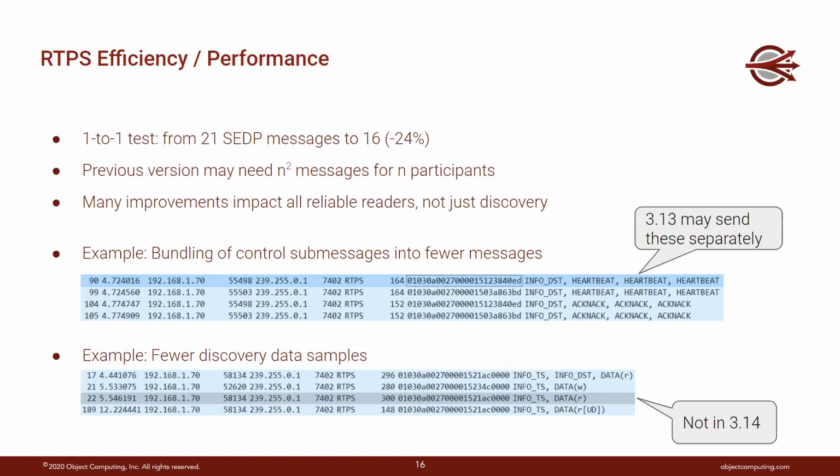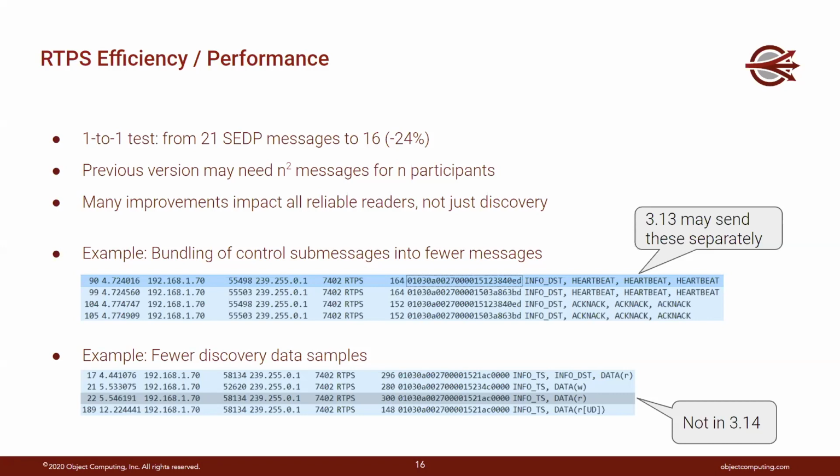So here are two examples that have screenshots from Wireshark. The first one is the bundling of control submessages. The highlighted line at the top shows that this single UDP datagram accomplishes these three different heartbeats, whereas in 3.13 those may have been sent separately. And that extends to the acknowledgments that you see below and to different message types as well.